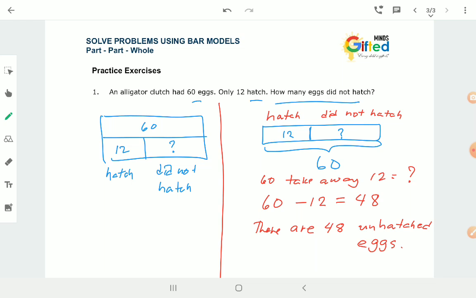But of course, this is the foundation. So what I want you to do is to keep on repeating the same method so that your brain will be practiced to visualize the problem.